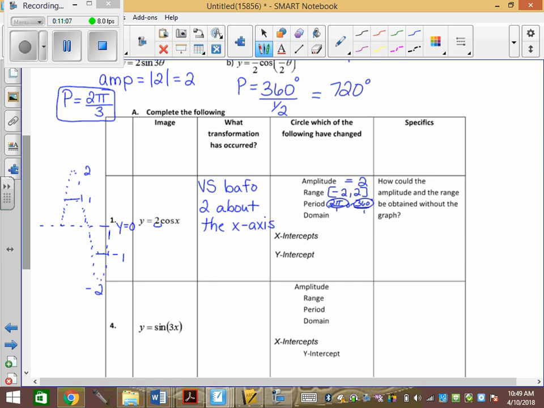What's the domain of this? What's the domain of every trig function unless I restrict it? x is an element of the real numbers. So I'll use interval notation for this one too. Okay.